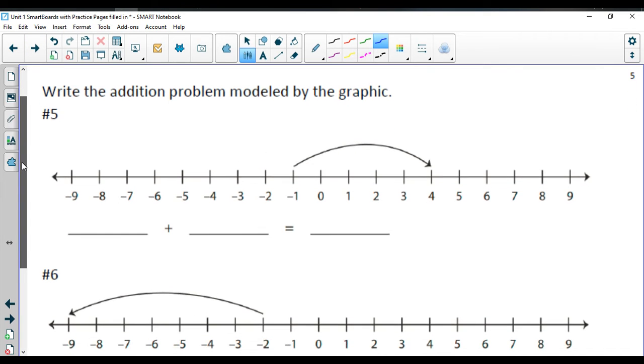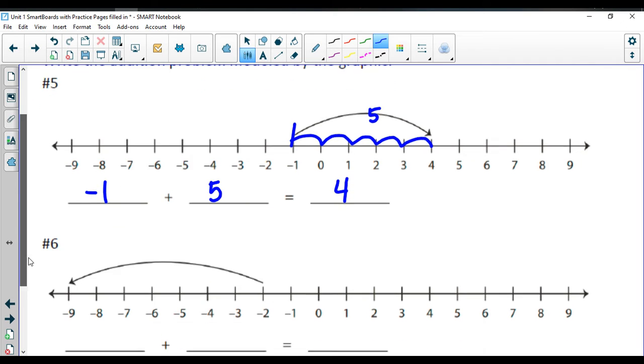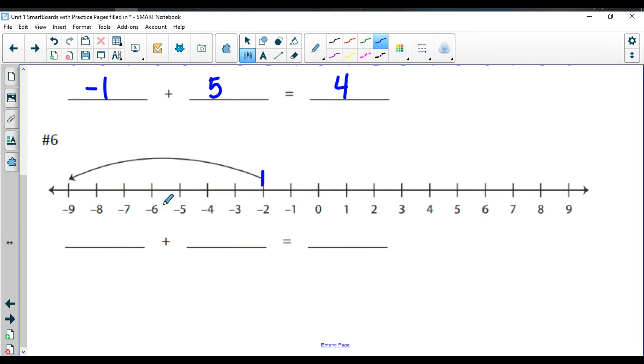Question number 5, we're writing the addition problem modeled by the graphic. So our starting point is a negative 1, and we are moving 1, 2, 3, 4, 5 spots to the right, which will be a positive 5, and our final answer is a 4. For number 6, we started at a negative 2. We are moving 1, 2, 3, 4, 5, 6, 7 to the left, so that's a negative 7.